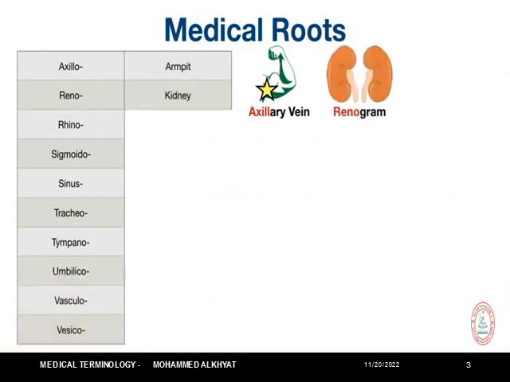Next, we have reno, which means kidney. You can think of a renogram or renal scan, which is a nuclear medicine test of the kidneys. It uses radioactive tracer to examine the kidneys and their function.